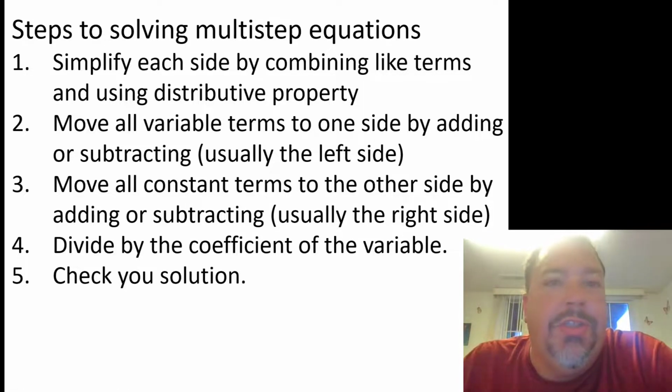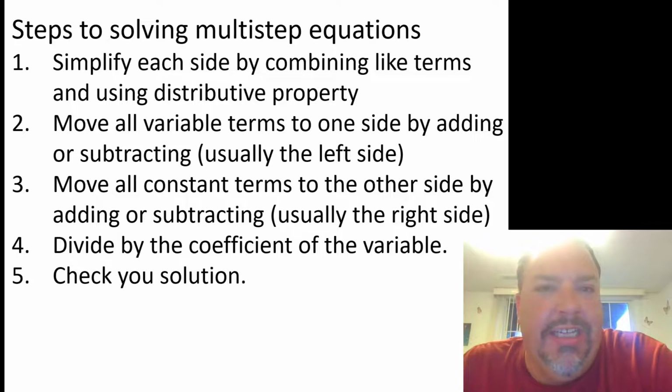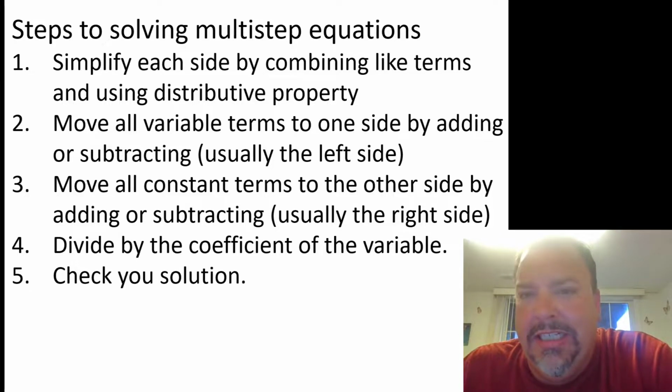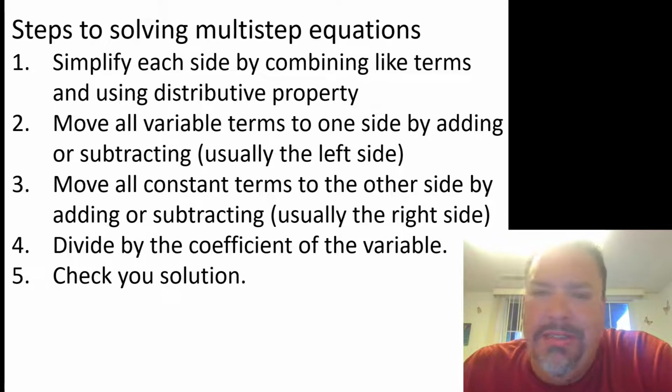All right, here's the steps to solving multi-step equations. So first step is to simplify each side, and we have 2 tools to do that. Again, we can either combine like terms or use distributive property, or sometimes you have to use both. So check the left side of the equation, check the right side, and see if you can simplify any of them. Step 2, move all the variable terms to one side by either adding or subtracting those variable terms. Usually we try to move the variable terms to the left side, but sometimes if they're on the right side to begin with, we just keep them there.